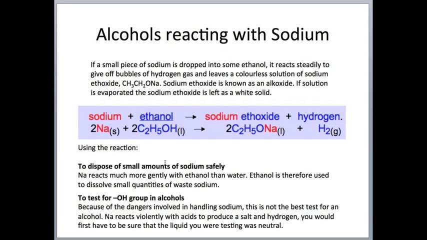We can also use this reaction to test for the OH group in alcohols. However, it is quite dangerous because sodium is quite reactive, so it's not the best test for an alcohol. Also, sodium reacts violently with acids to produce a salt and hydrogen, so you would first have to be sure that the liquid you were testing was neutral.